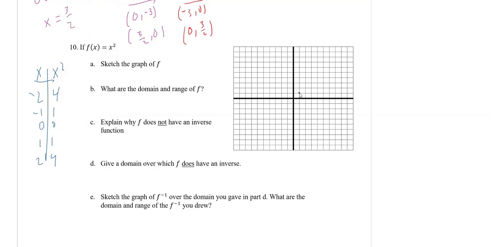1 and minus 1 go to 1. 2 and minus 2 go to 4. And you can keep going. 3 and minus 3 go to 9. The familiar parabola from algebra 1, x squared looks like that.